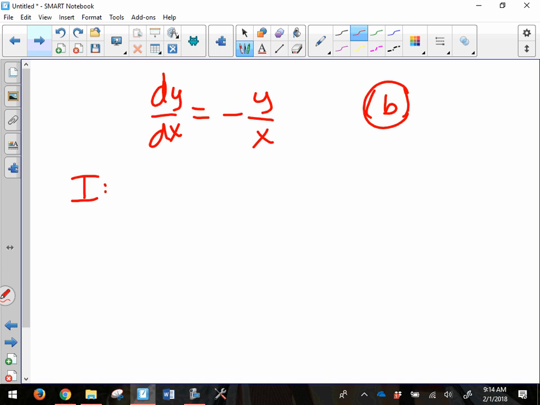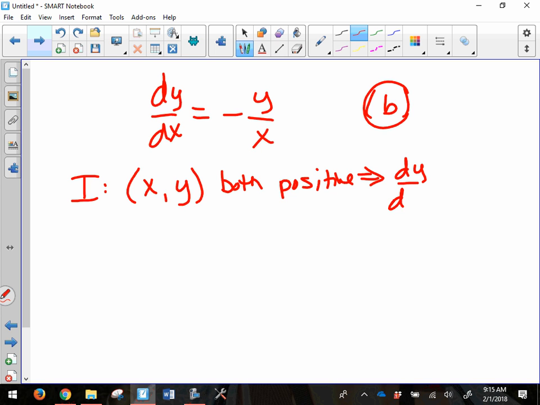Okay? So, quadrant 1. What do you know about x and y in quadrant 1? Yep, so they're both positive. Which tells you what about the slope? It's going to be negative because x and y are both going to be positive, but there's that overall negative sign in front. So we're going to have a negative slope in quadrant 1.